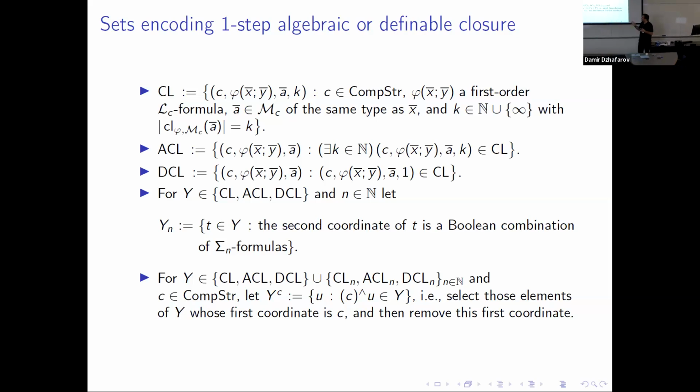Now, a little bit of notation here is we're going to put on the subscripts, subscript n, if we only care about Boolean combinations of sigma n formulas. So when there's subscript 0, that means we're looking at the quantifier-free formulas. And we're going to also add a superscript to say what code, what model, we're looking at.